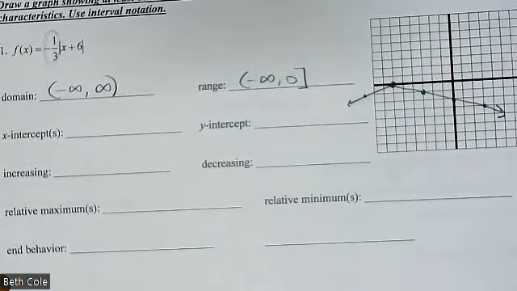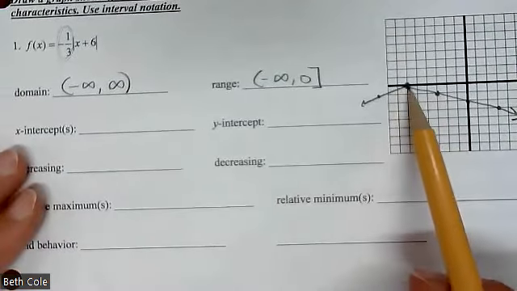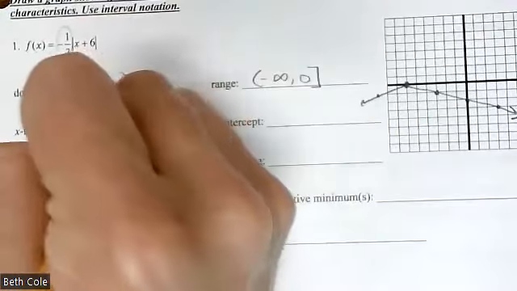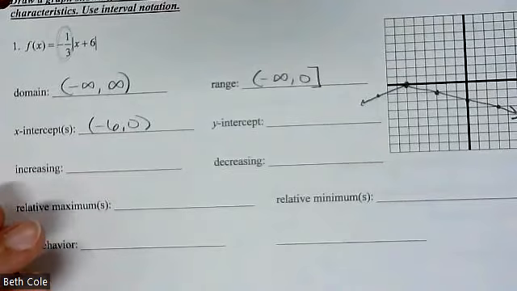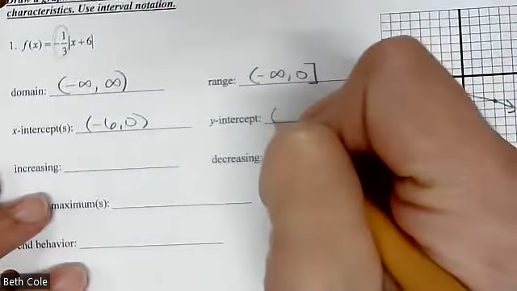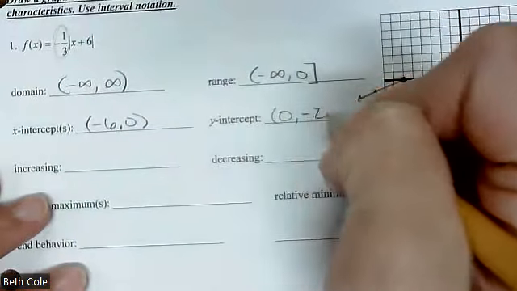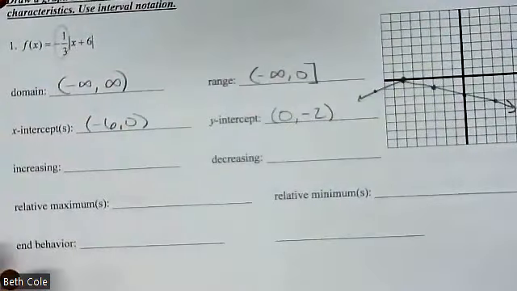All right, x-intercepts. There could be more than one, but in this case, there is actually only one. -6, 0. What's our y-intercept? 0, -2. Good, kind of just look at it.